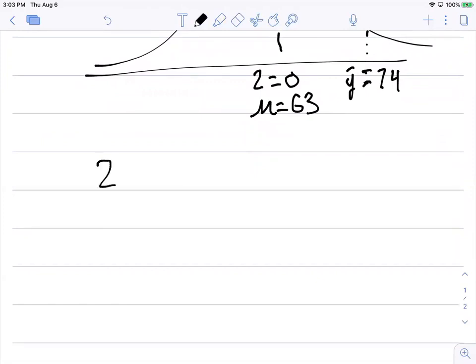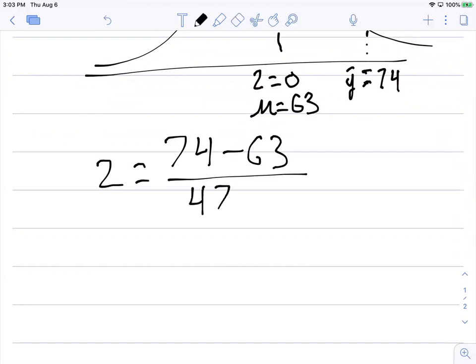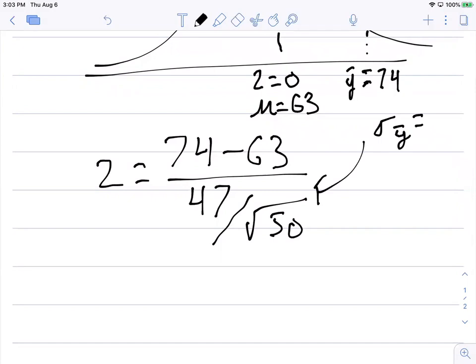In our example, z is going to equal 74, our sample mean, minus 63, our population mean, divided by 47, our standard deviation, divided by the square root of 50. Remember, 50 was the number of samples that we collected. And remember, all this in the denominator here is sigma sub y bar, the same as sigma, the standard deviation, divided by the square root of n. It's the formula for the standard error.